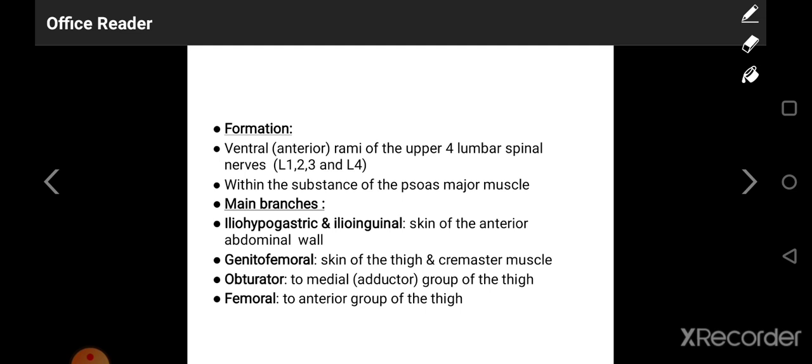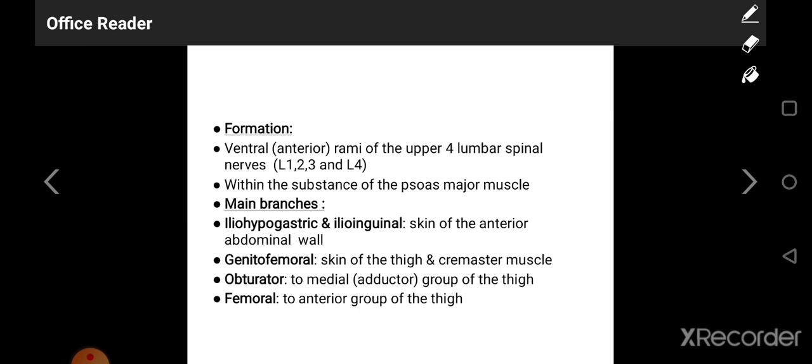Now the femoral nerve is formed by the ventral rami of the upper four, that is L1, L2, L3, L4 spinal nerves. Sometimes L1 is absent. This plexus is formed within the substance of the psoas major muscle, in the muscle fibers, and the main branches of this plexus are the iliohypogastric and ilioinguinal nerves, which supply the skin of the anterior abdominal wall.